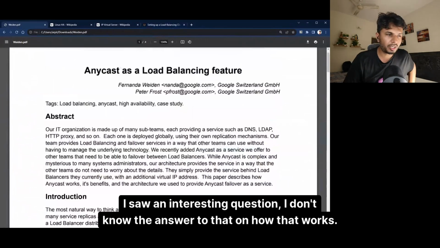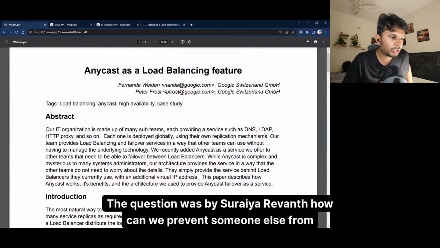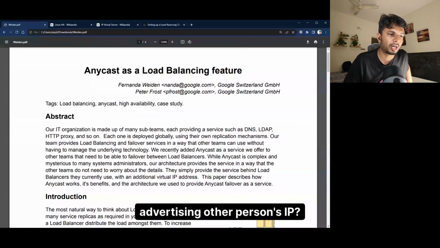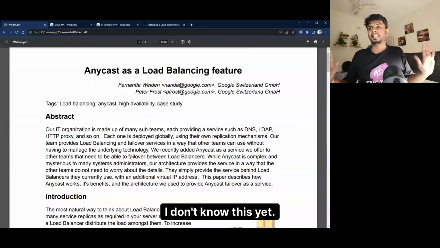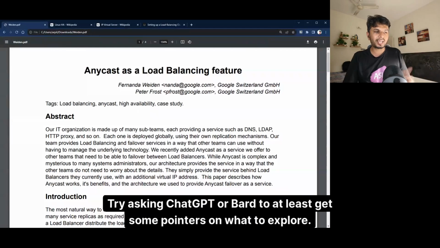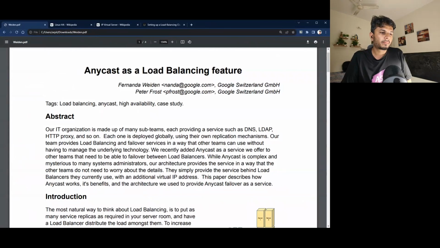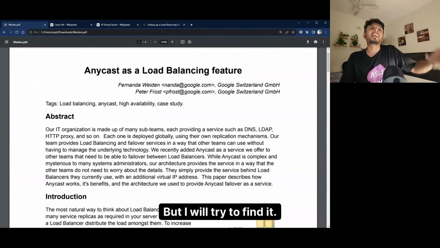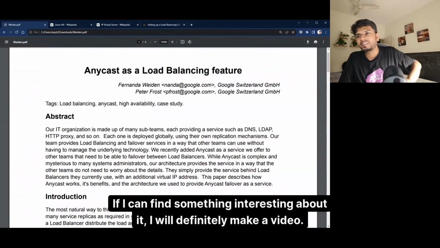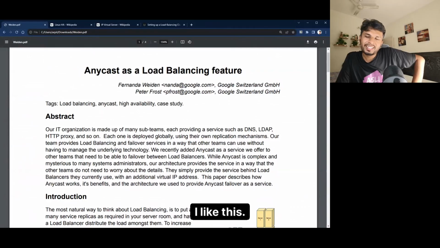I saw an interesting question. I don't know the answer to that, on how that works. Again, I said I'm very naive with networking. The question, by Suraya Revan, was: how can we prevent someone else from advertising another person's IP? I don't know this yet. I have no idea. But this is a very interesting question. Try asking ChatGPT or Bard to at least get some pointers on what to explore. I'll try to find it, and if I can find something interesting about it, I'll definitely make a video. But pretty interesting. I like this.